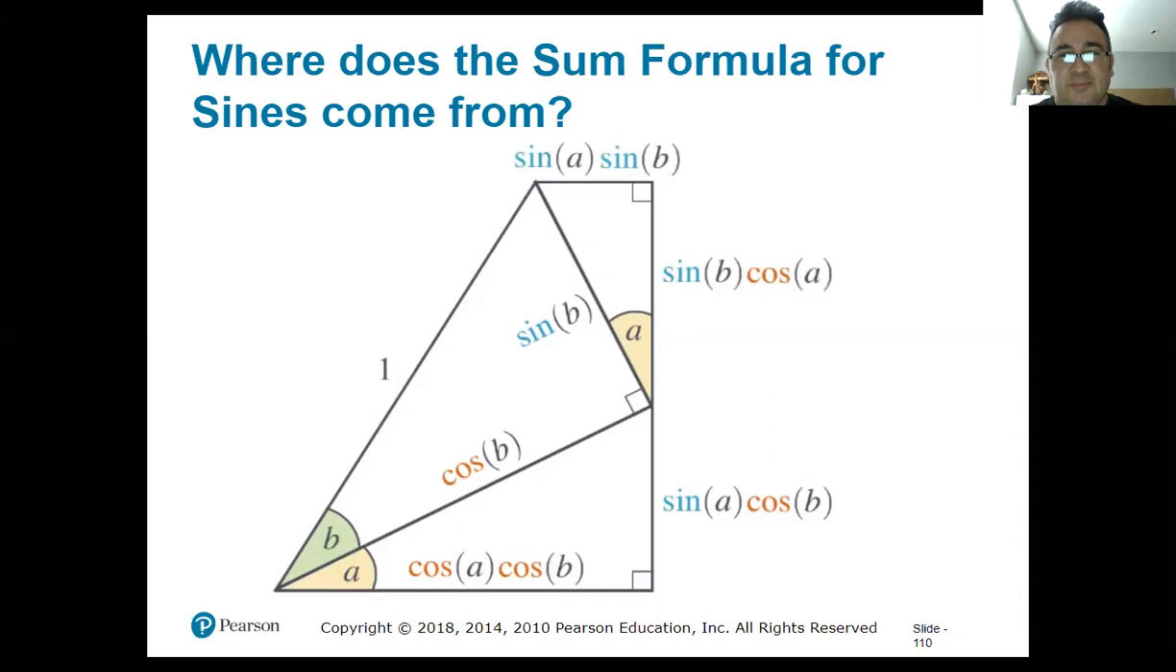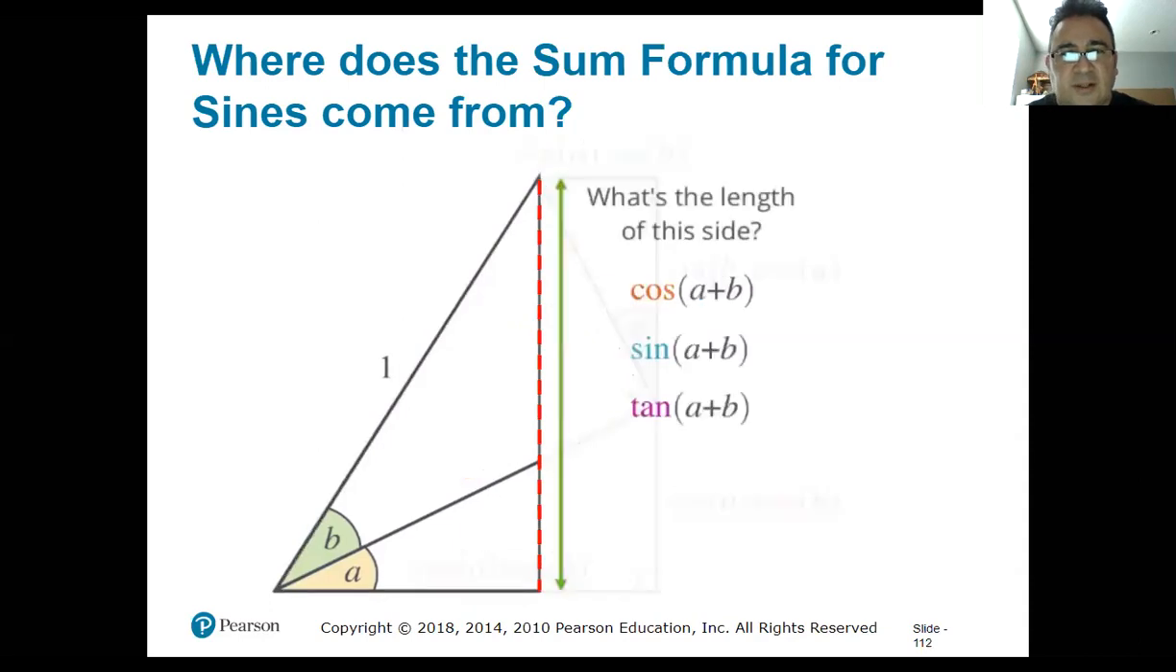Now the last thing, because this picture's gotten kind of busy, but those are the lengths of the sides. So now we're going to drop a perpendicular line right from where it says sine of A, sine of B, all the way down. And we're going to take a look at a new triangle here, with this length, which is going to be the same length as that side over there. So if we take a look at that piece right there, what's the length of that side? Is it cosine of A plus B, sine of A plus B, or tangent of A plus B? Sine of A plus B. Very good.